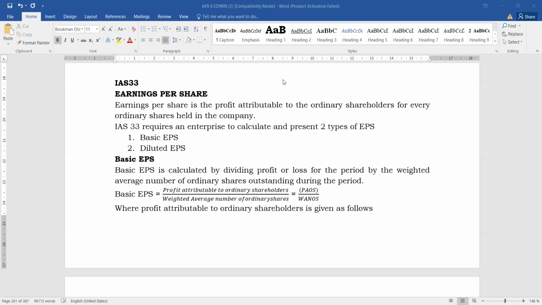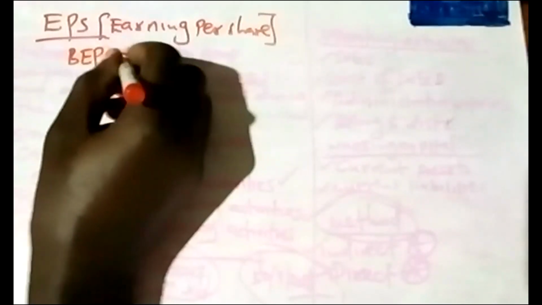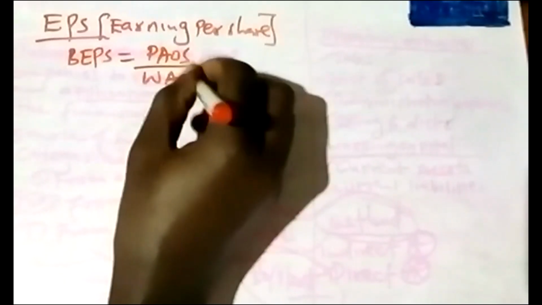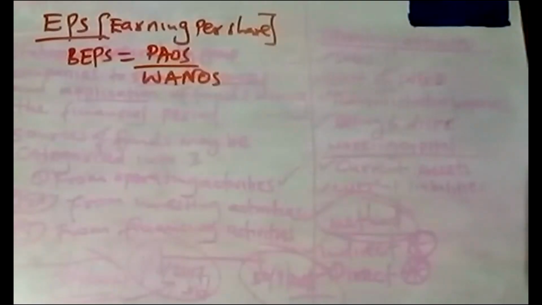So to start with basic earnings per share. This one is calculated by taking what we call powers over one-zero. Powers over one-zero. When I say powers, I mean profit attributable to ordinary shareholders. When I say one-zero, I mean the weighted average number of ordinary shares.